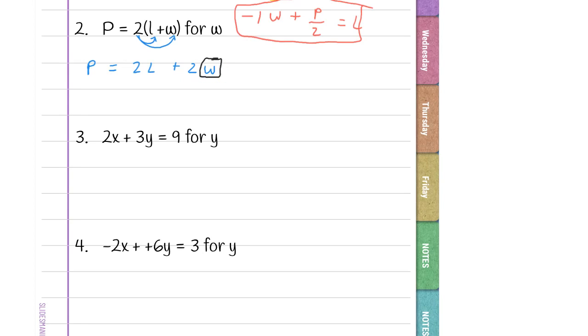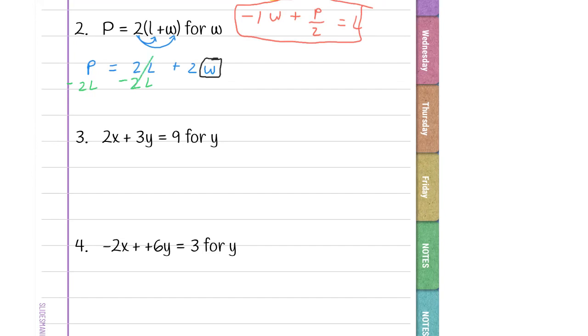Okay, so let's do that. So what's the opposite of, sorry, I just gave you the answer. What is the opposite of positive 2L? Well, I just said it. It's negative 2L. So you're going to go ahead and subtract 2L on both sides.